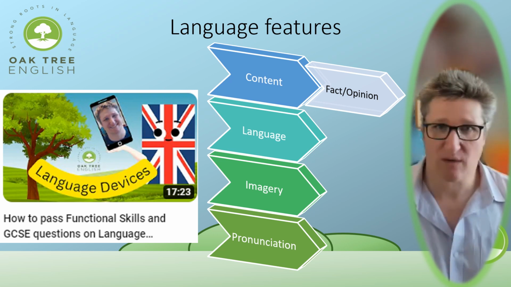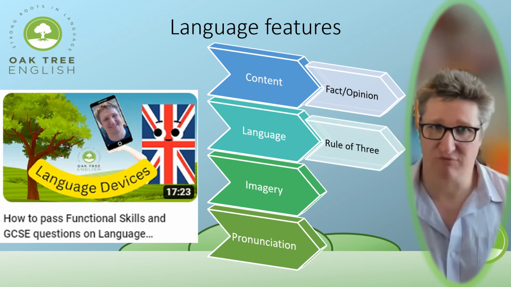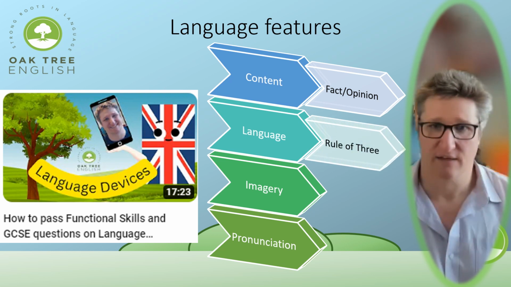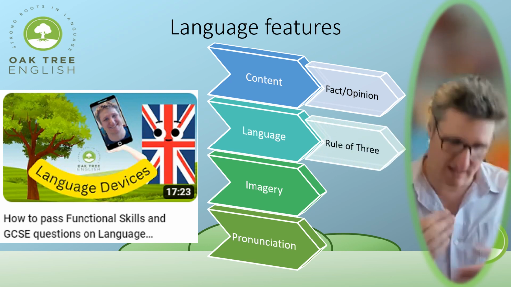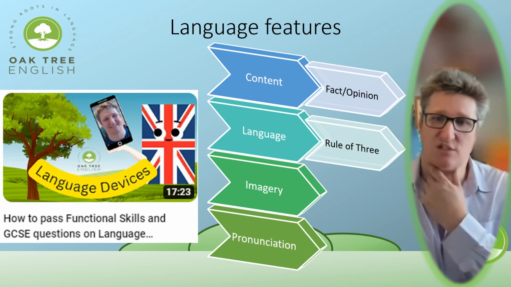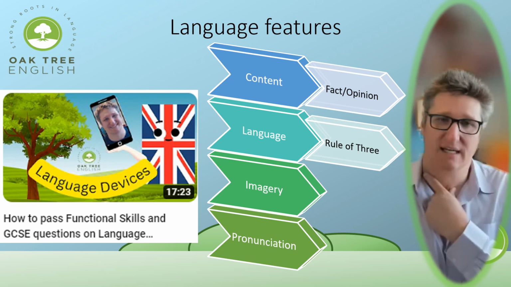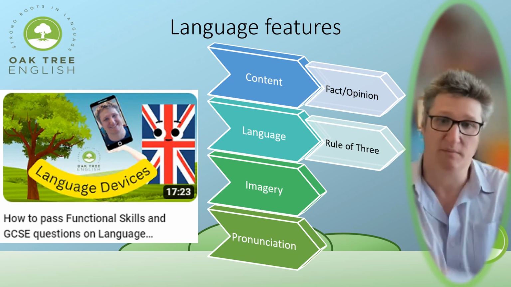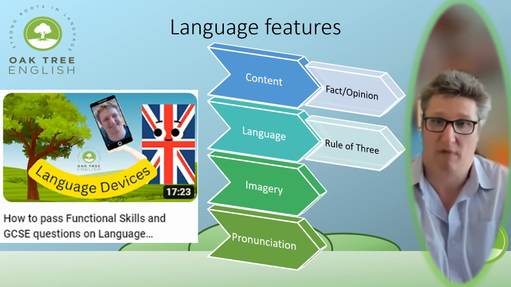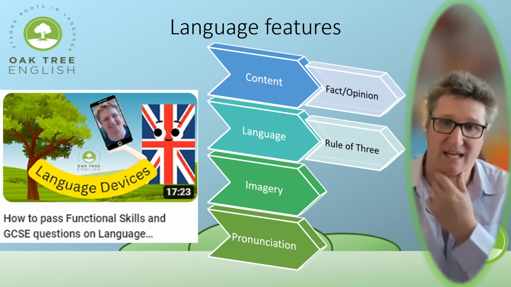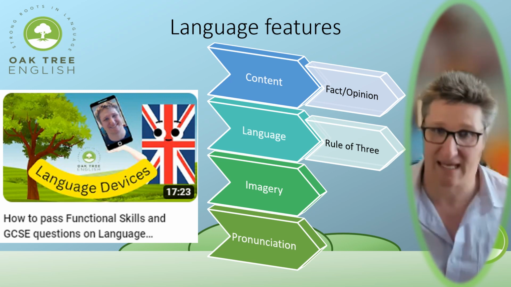In the category of language, you'll often see the rule of three employed effectively. The rule of three is where you have three things in quick succession, which are all related, and the human mind for some reason works on a basis of three, and therefore it makes that point memorable.